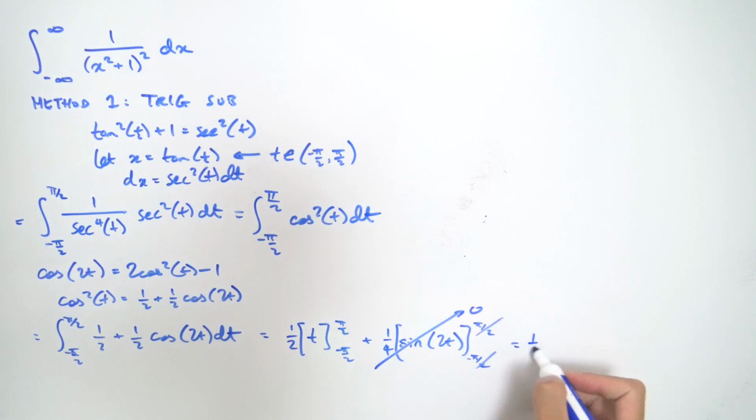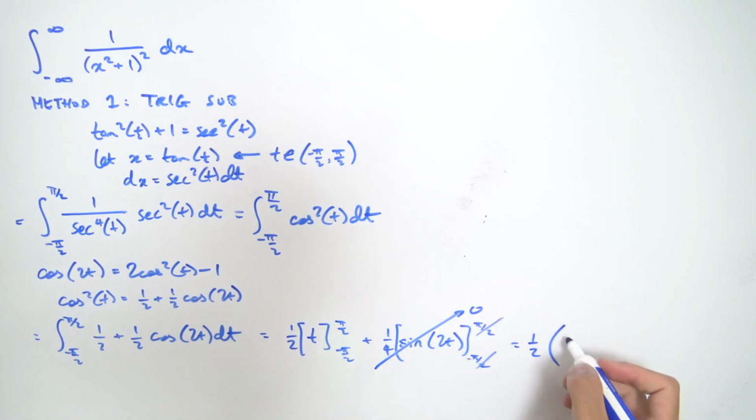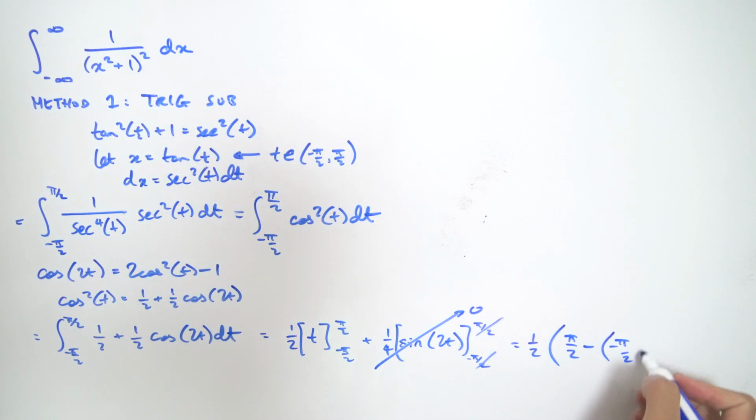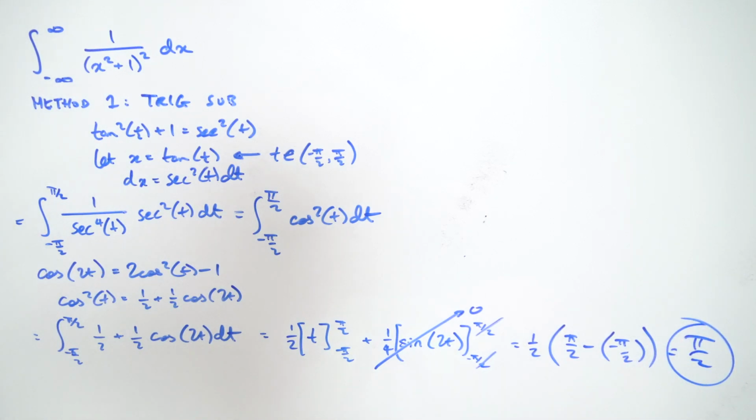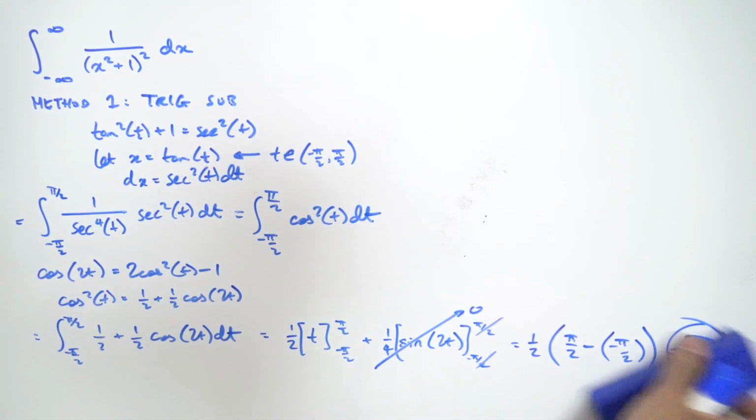So we're going to get 1/2, and then plugging pi on 2 into this t, that's going to give us pi on 2 minus the lower bound. Lower bound is minus pi on 2, so chuck that in over there. And pi on 2 minus minus pi on 2, that's exactly pi, so we get a final answer of just pi over 2. So that is how we evaluate this integral using the first method. We get pi over 2.